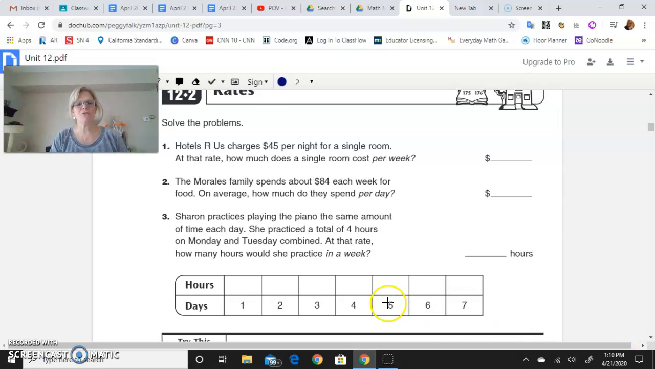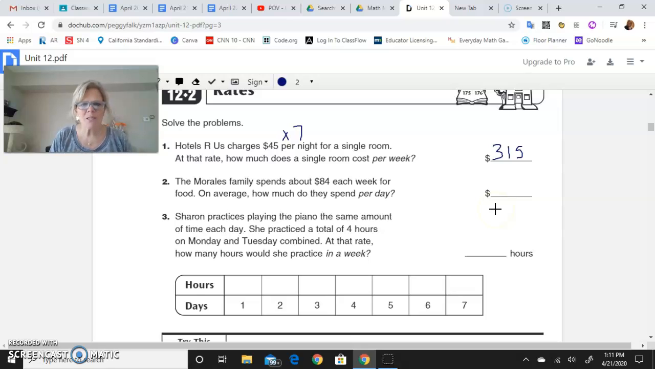Hotels R Us charges $45 per night for a single room. At that rate, how much for the week? Well, if you just took it times 7, you'd get $315 for the week.